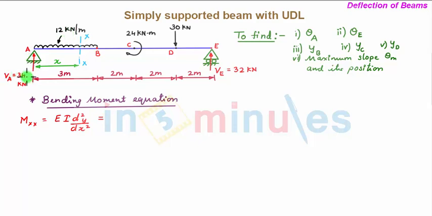So we have a first clockwise moment due to the upward vertical support reaction VA, which is acting at a distance of x from your section XX. So we have VA into x.